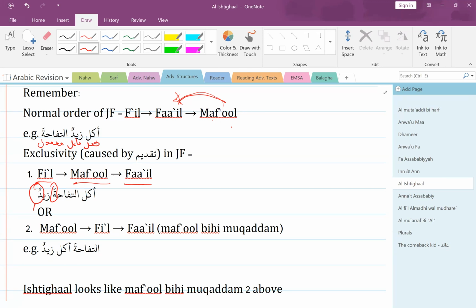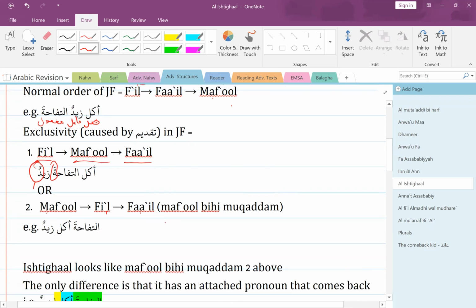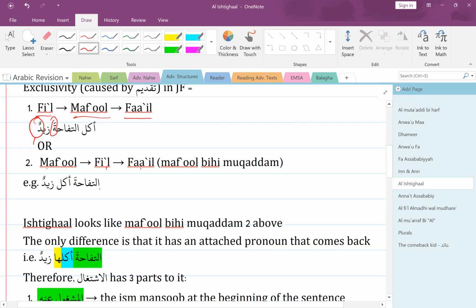Or the other way of doing it is you can actually have the مفعول moving all the way to the end, so it becomes the first thing. So it moves twice. Now you have the order of مفعول, then the فعل, then the فاعل. So the مفعول becomes number one in the order. That's another way of doing تقديم in جملة فعلية. So you have التفاحة أكل زيد. In that sense, you are putting more emphasis on the apple, on the مفعول به, on what was done to. So that's the idea of تقديم in a جملة فعلية.